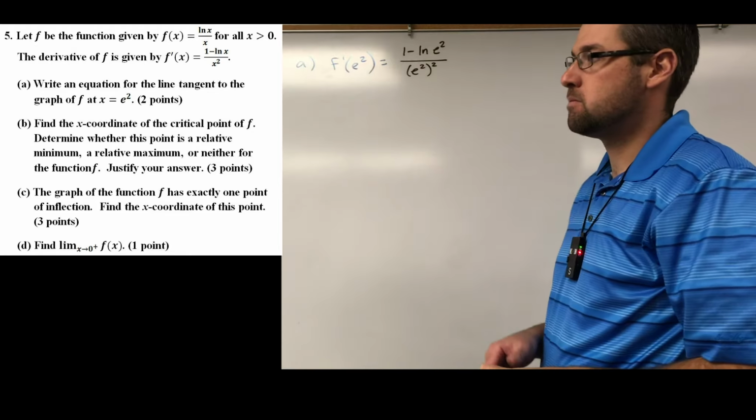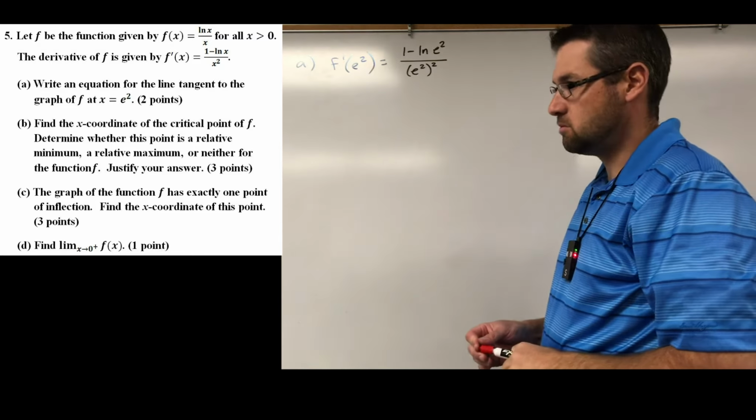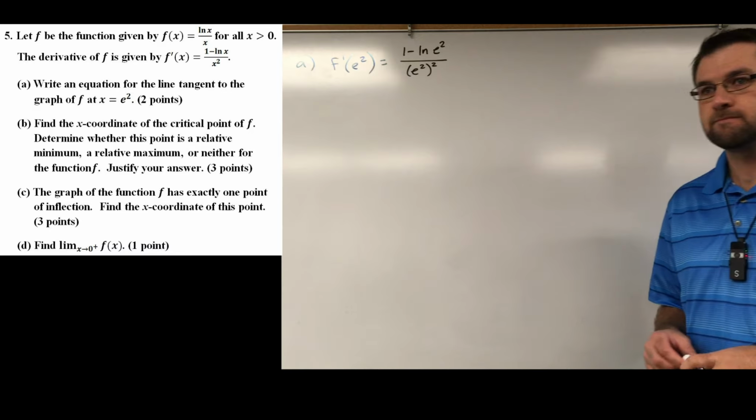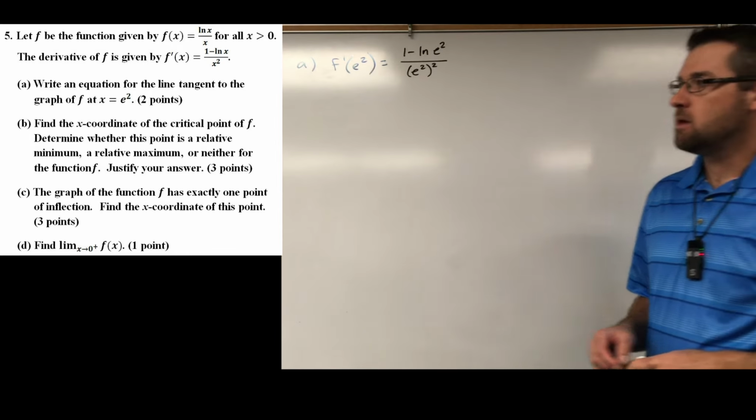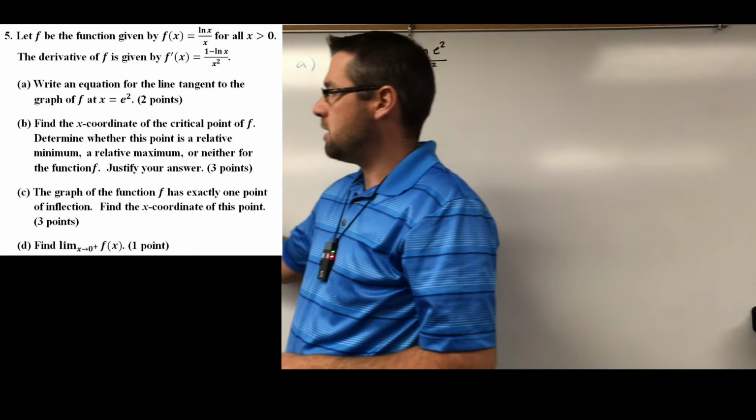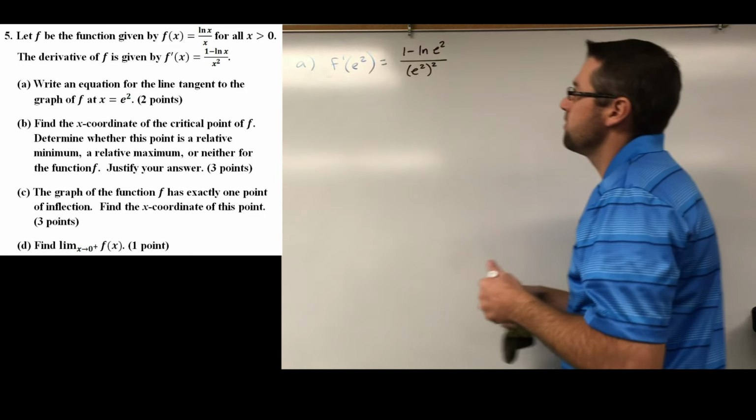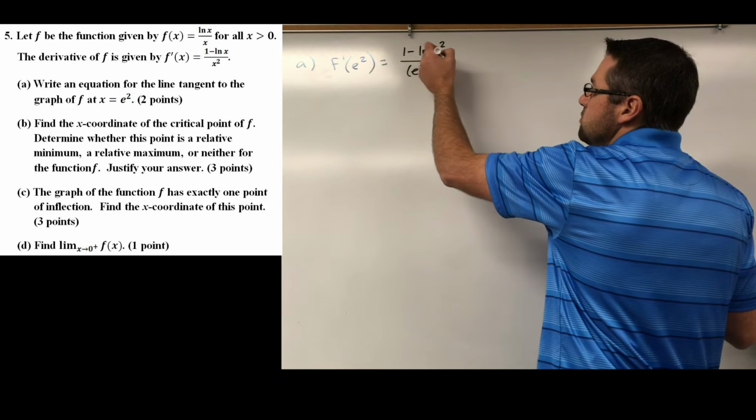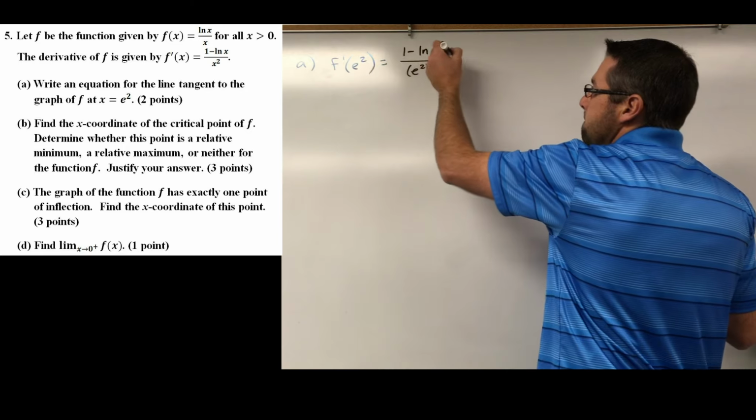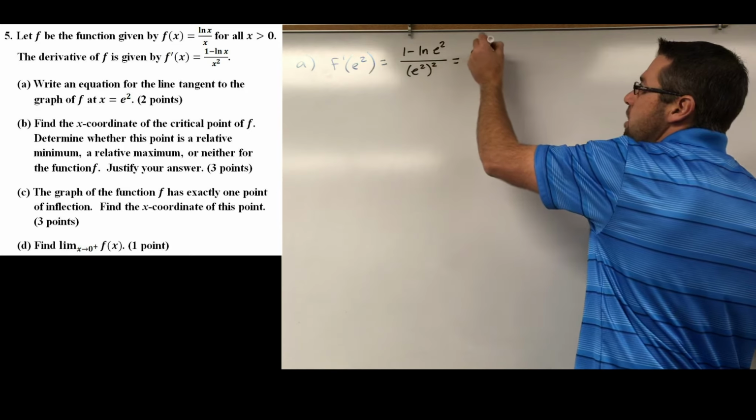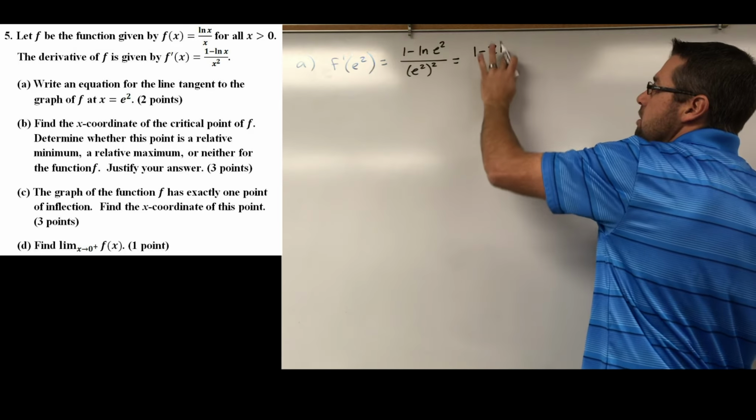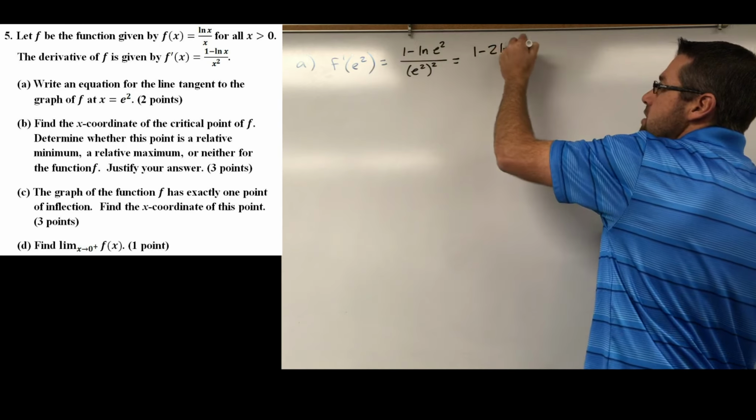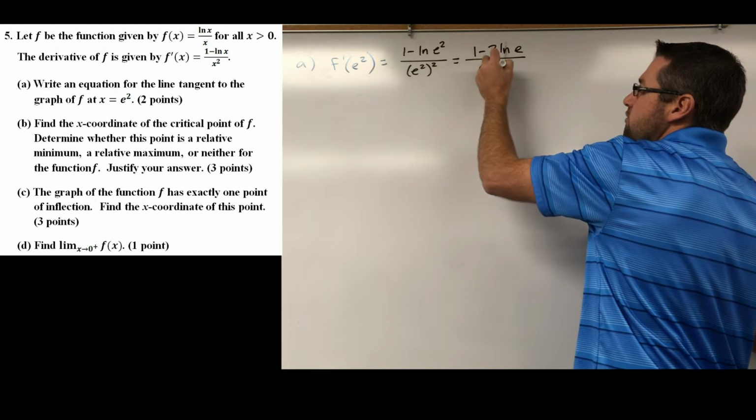Wait, isn't natural log e squared just 2? What did you ask me, Dakota? Where did you just put that from? Yeah, I plugged e squared into f prime. So that simplifies to, I'm going to rewrite it like this: 1 minus 2 natural log of e over e to the 4th.